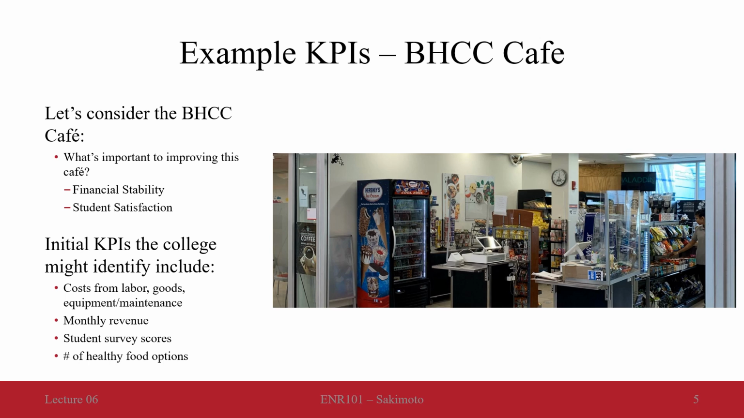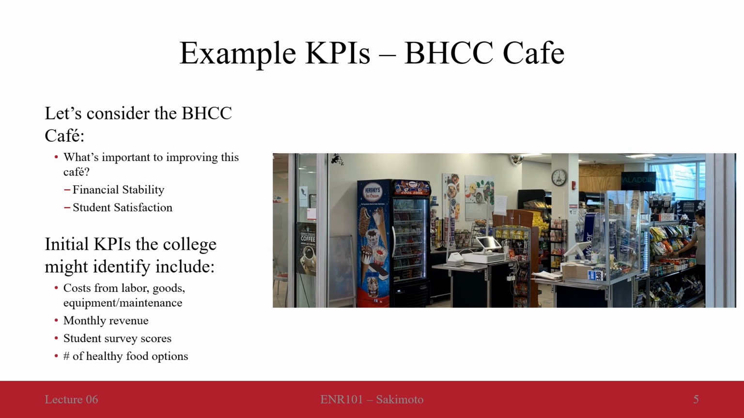Interrogating both the people who run this cafe and the students who use this cafe, you might come up with a few general KPIs to begin with. The cafe itself would obviously care about the balance of the cost of labor, how much each worker is paid, the cost of all the goods and equipment and maintenance, the money spent on the business, versus the monthly revenue earned by the business, how much they make versus how much they spend, a key part of financial stability.